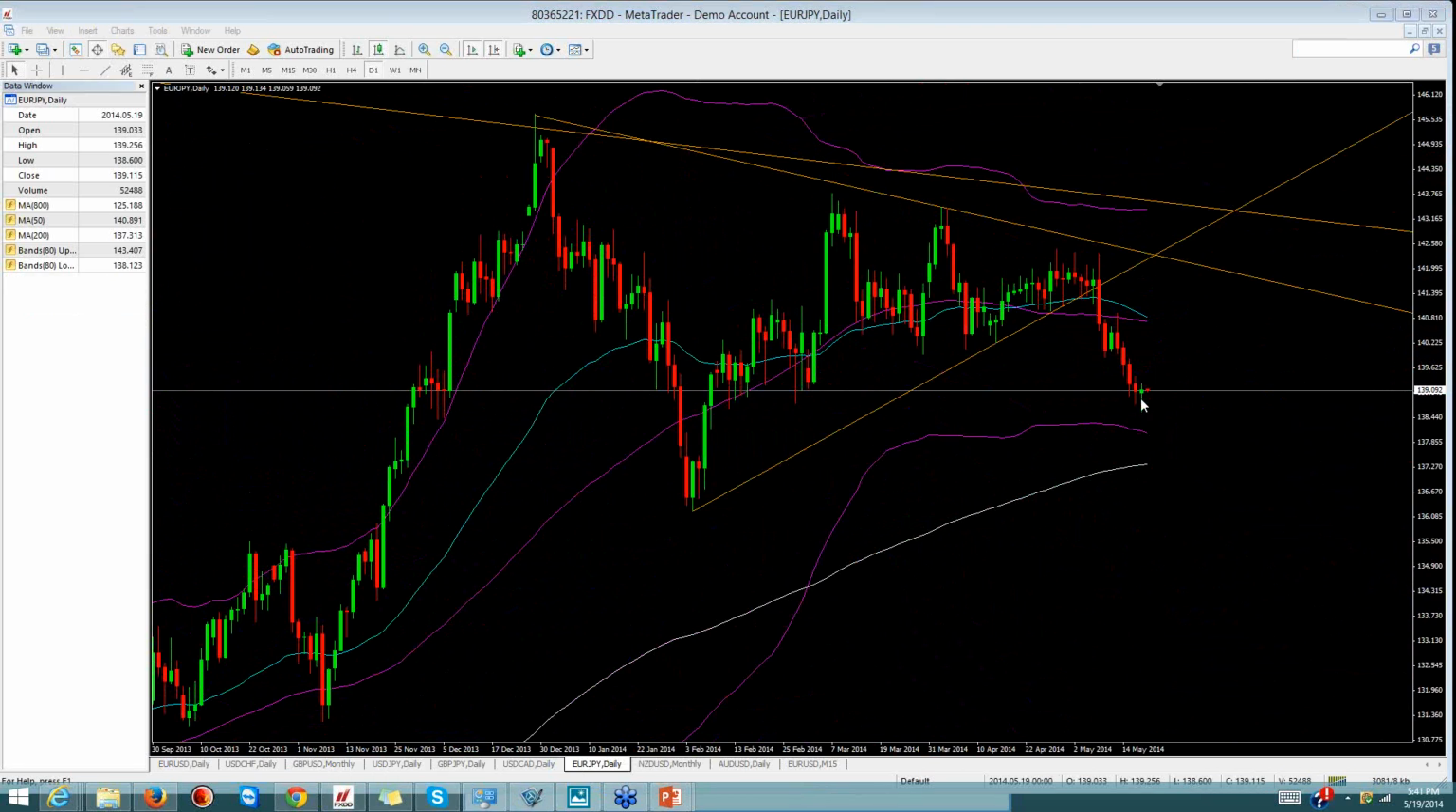So let's see. Let's draw 139.00. It could be considered to be a strong area of support.